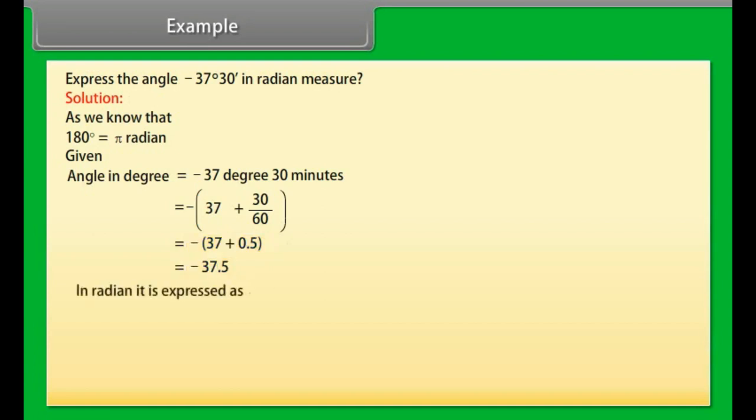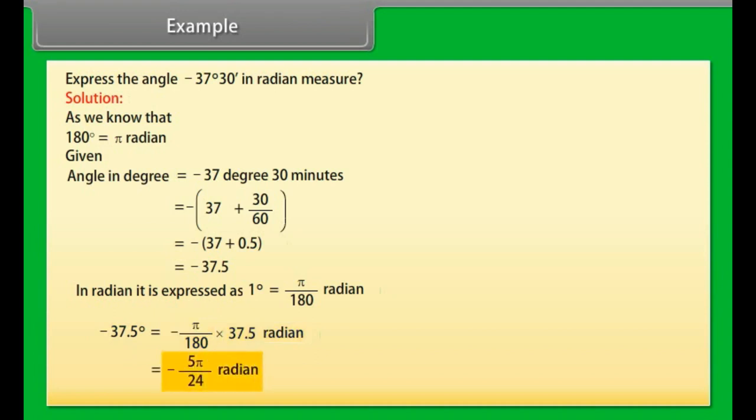In radian, it is expressed as 1 degree is equal to pi by 180 radian. Minus 37.5 degrees is equal to minus pi/180 into 37.5 radian, which is equal to minus pi by 24 radian.